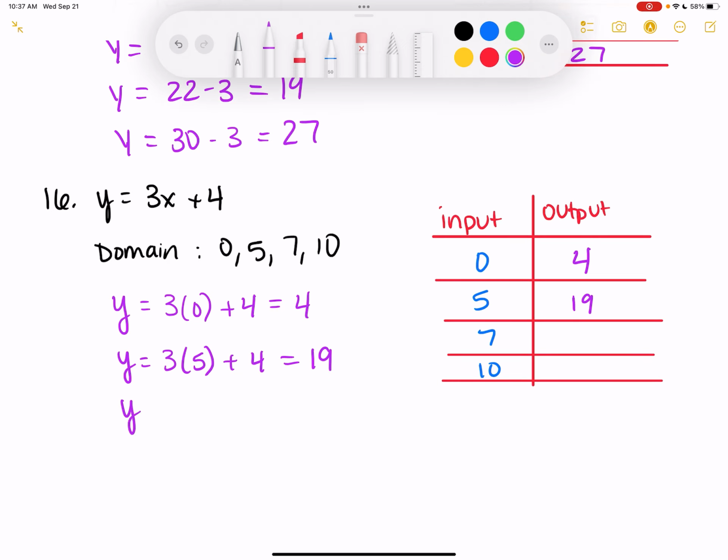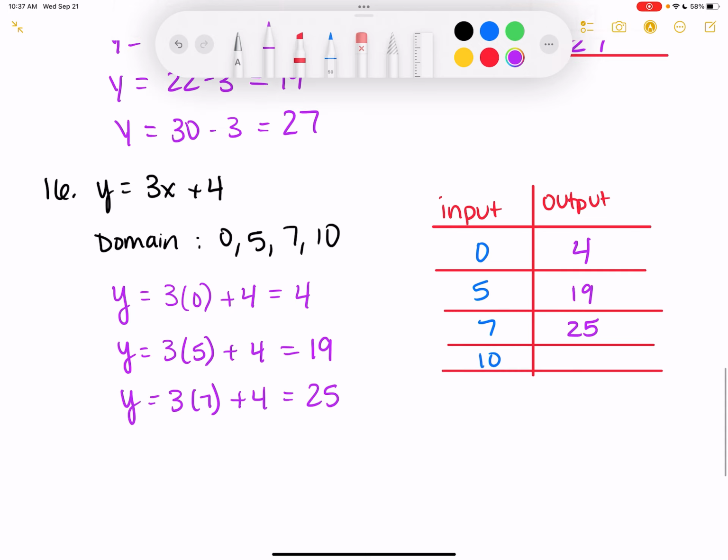7. So we get y equals 3 times 7 plus 4. 25. Fill that in. And the last one is going to be for 10. 3 times 10 plus 4. 34. Not too bad, right? Just kind of combining everything we've been doing.